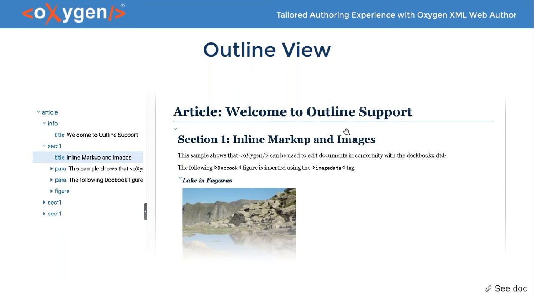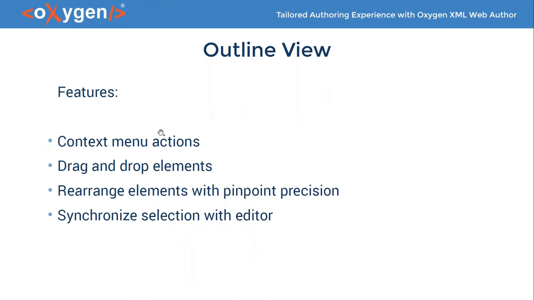In the last version of Web Author, we added the outline view. The outline view allows you to easily navigate through documents. You can grasp the structure of the document without switching to the text page. And you can do much more. Every item in the outline view has a contextual menu with some useful actions.